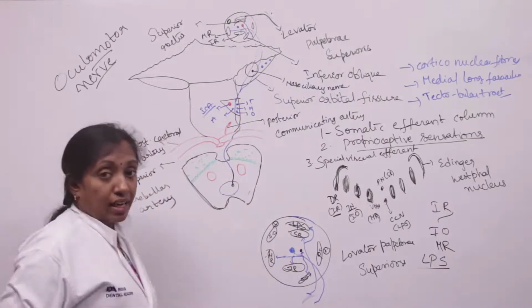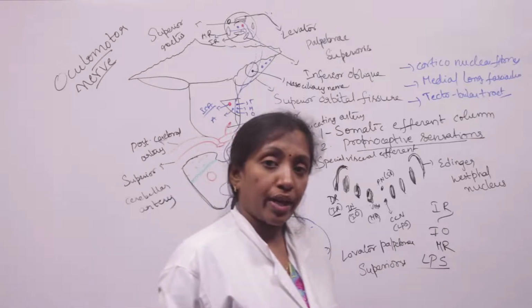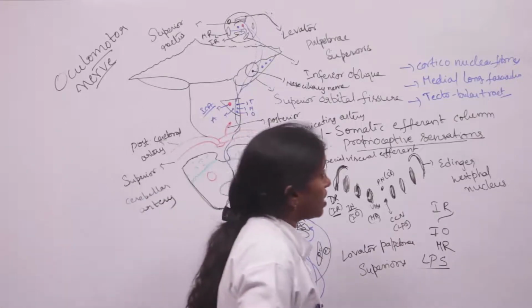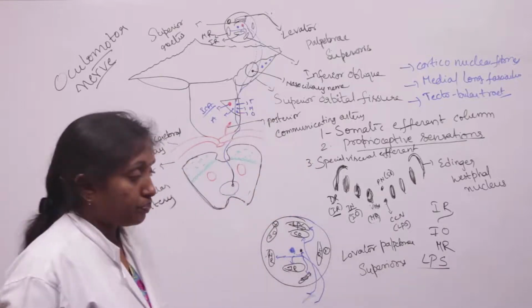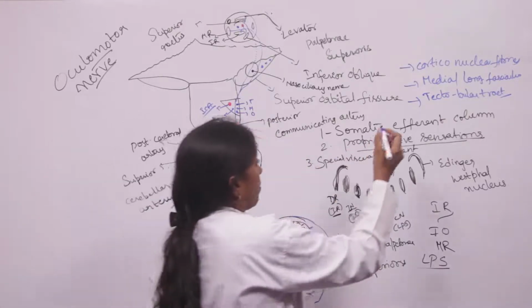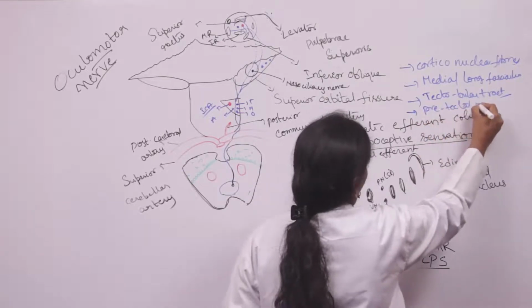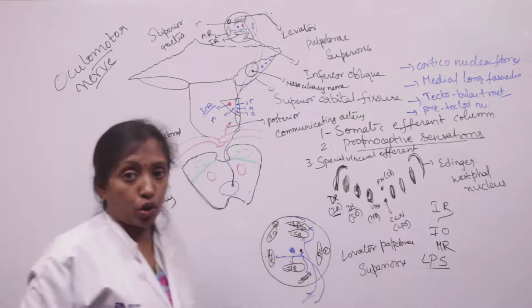Okay, so those are the central connections of the oculomotor nerve. One is corticonuclear fibers, medial longitudinal fasciculus and tectobulbar tract. And it also receives fibers from the pretectal nucleus. Okay. So those are the central connections of the oculomotor nerve.